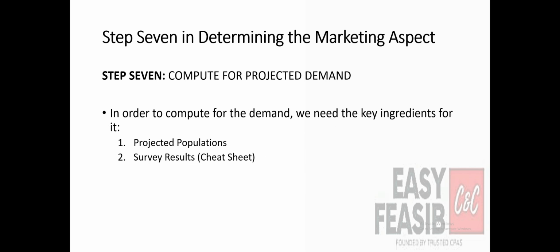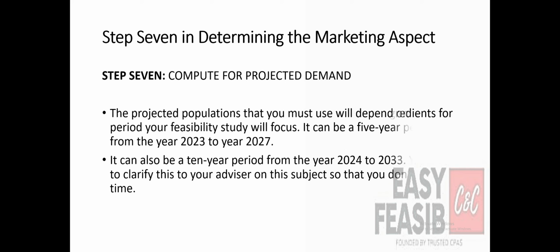In order to compute for the demand, we need the key ingredients for it. Number 1 is the projected populations and number 2 is the survey results. The projected populations that you must use will depend on the period your feasibility study will focus on. It can be a 5-year period from the year 2023 to year 2027. It can also be a 10-year period from the year 2024 to 2033. You need to clarify this with your advisor on this subject so that you don't waste time. In our example, we will be using the projected population from the year 2023 to year 2027, which is a 5-year period. First, do a table like this one.